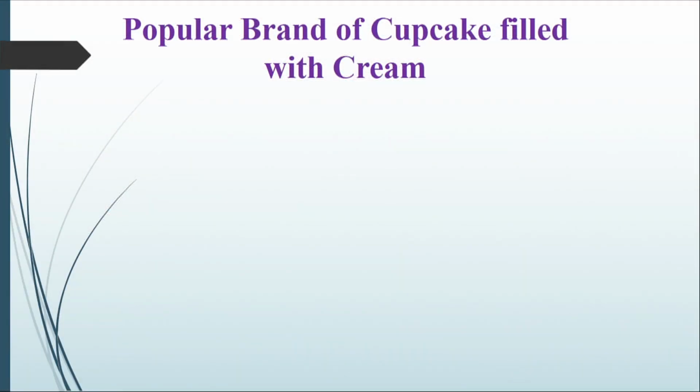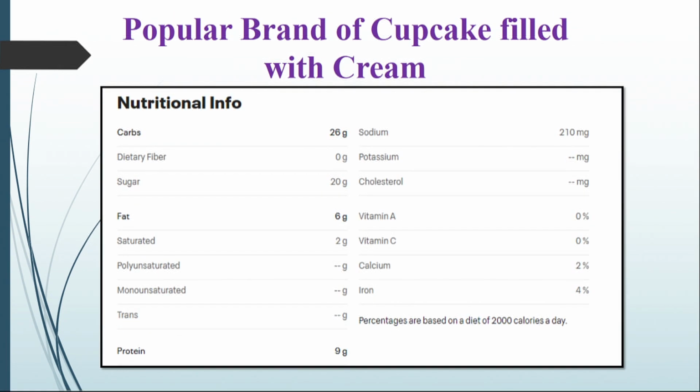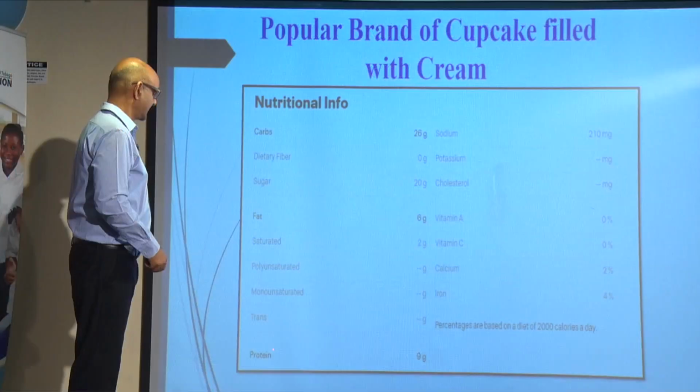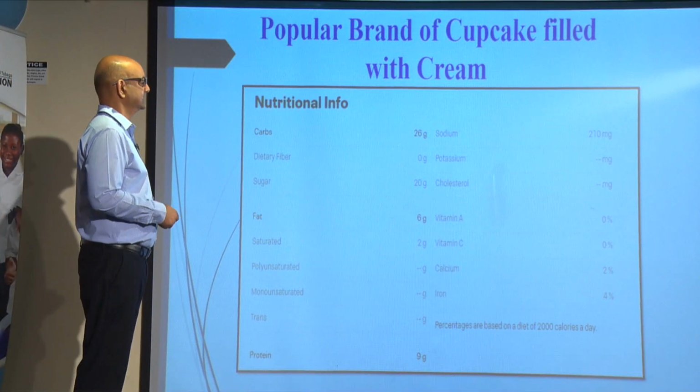What about a popular brand of cupcake filled with cream? The amount of carbohydrates are 26 grams, which include 20 grams of sugar. The amount of fat is 6 grams, of which 2 grams are saturated fats. It also contains 9 grams of proteins.